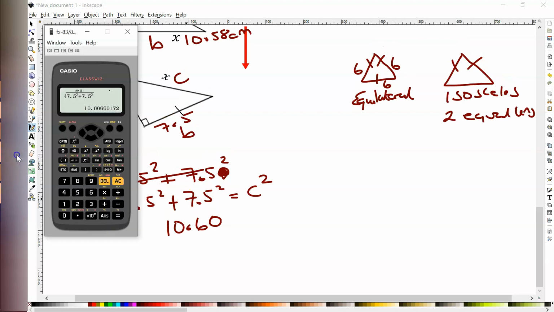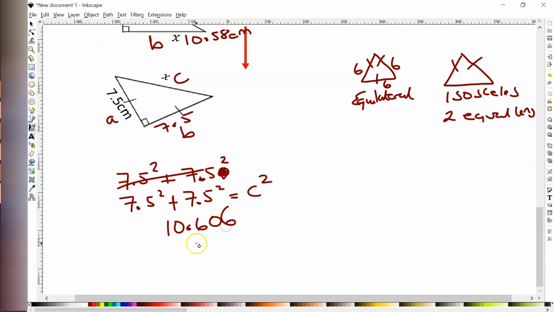10.60. Am I right? 10.60. We said 2 decimal places, so because of the 6 there, it would be 10.61 centimeters. So the answer here, C, the length here is 10.61 centimeters.